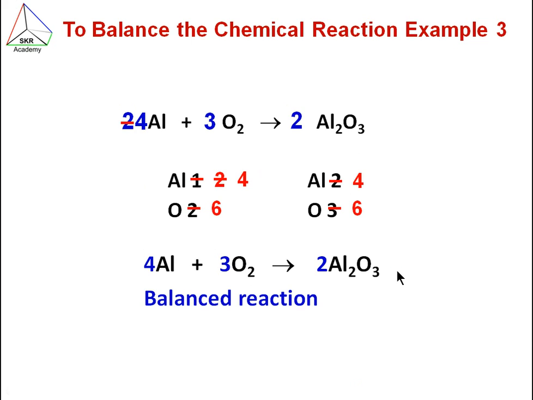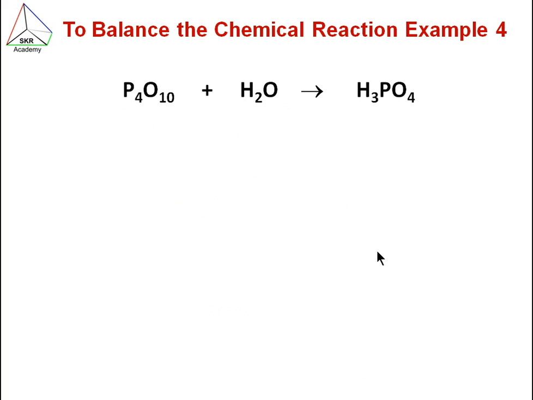Let's see one more example where we have to react phosphorus pentoxide with water and it will produce phosphoric acid. The number of phosphorus on the left hand side, the reactant side, is 4, and on the product side 1. The number of hydrogen atoms is 2 on the reactant side and 3 on the product side. The total number of oxygen atoms, if we count, is 10 and 1, 11, and on the product side only 4. So we will balance phosphorus first. We will add a coefficient 4 in front of phosphoric acid.